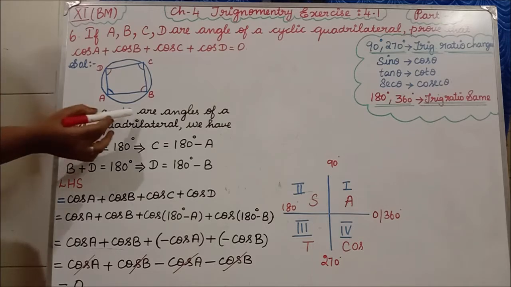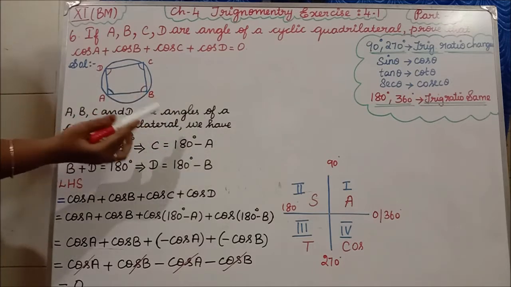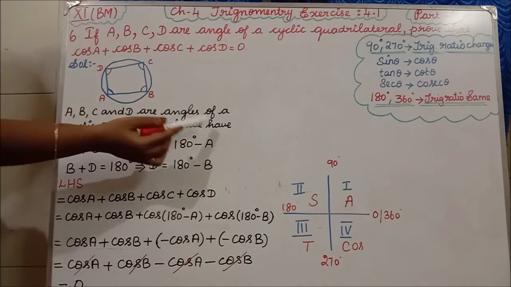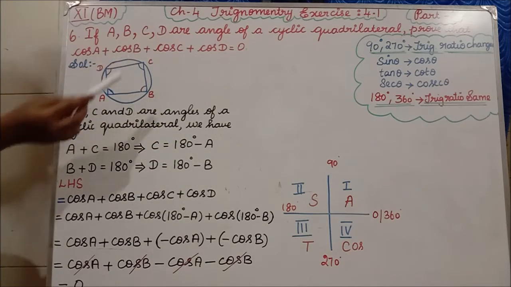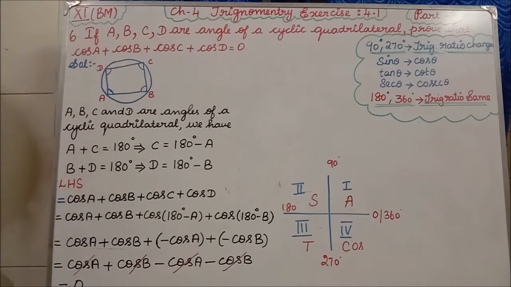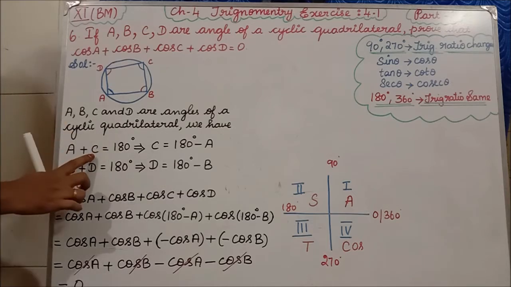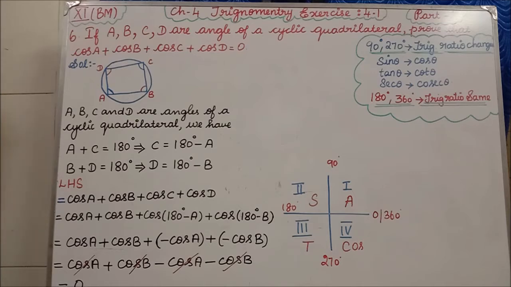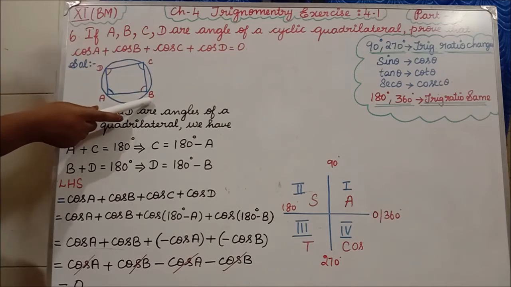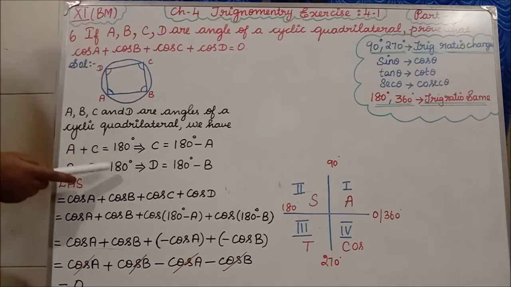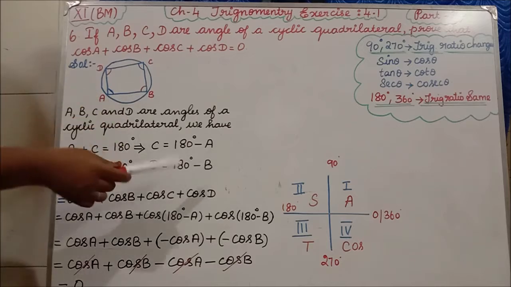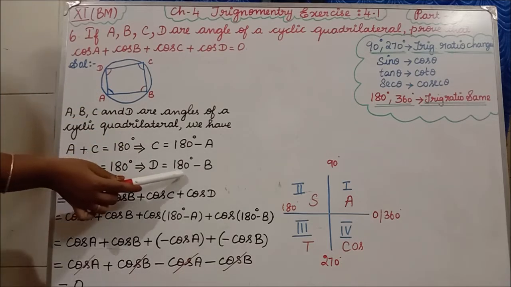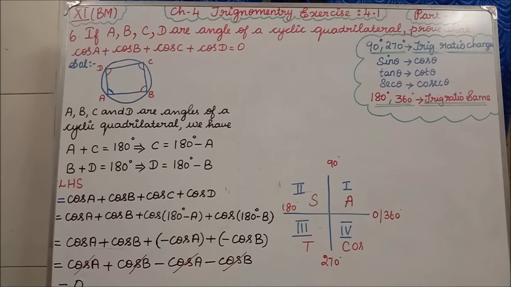See, A, B, C, D are angles of a cyclic quadrilateral. We have angle A plus angle C equal to 180 degrees. This implies C is equal to 180 minus A, we can write. Isn't it? And another one is what? Angle B plus angle D is equal to 180 degrees. From this, angle D alone I am keeping here, and taking the B to that side. So angle D is equal to 180 degrees minus B.